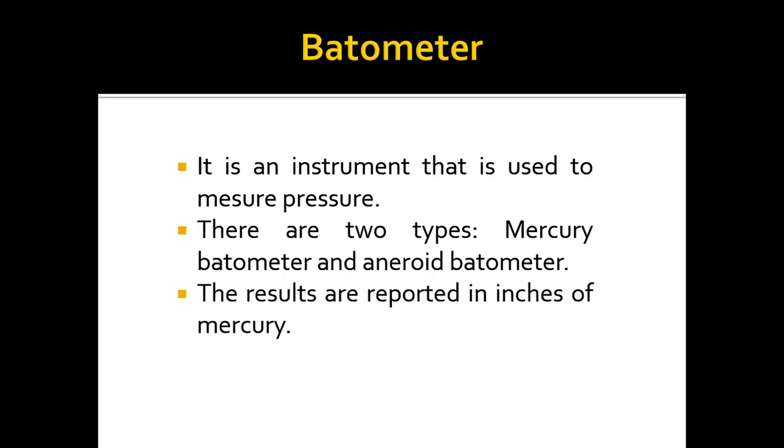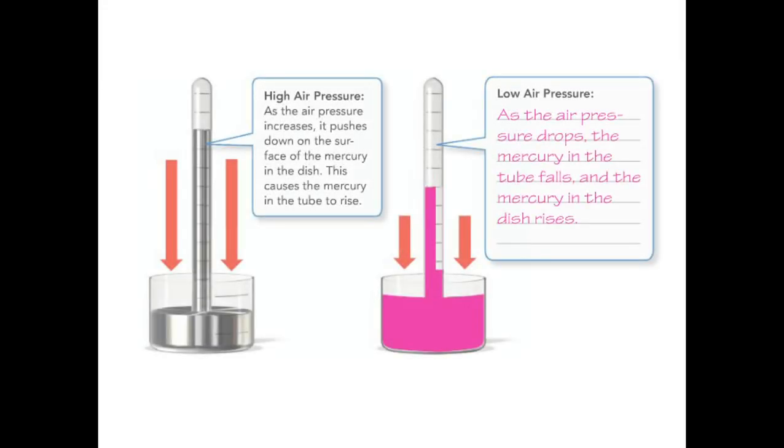The results are reported in inches of mercury, at least in the case of the mercury barometer. Alright, so here you have an example of what it looks like. This is a mercury barometer. What happens is that when it is exposed to a high pressure, you are going to notice that the pressure of air is going to push the mercury down. So as it goes up, it means that there will be a higher pressure in air.